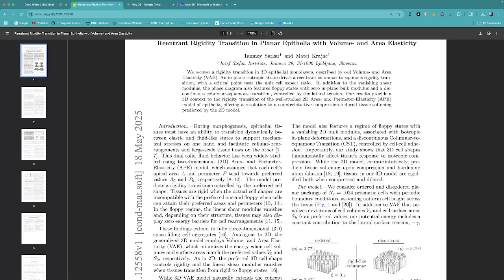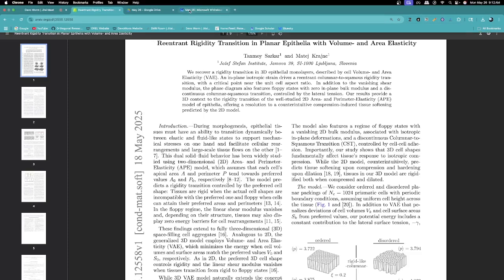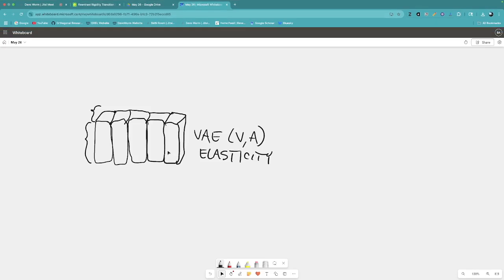What they're doing here is they're pointing out we have these elastic and fluid-like states, and we have to have this sort of ability to transition between these states. This allows the sheet to support mechanical stresses on the one hand, but also facilitates cellular rearrangements and large-scale tissue flows on the other. So we want this cell layer to contract so that they can be packed very tightly, so they can be very narrow. You can pack it in very tightly.